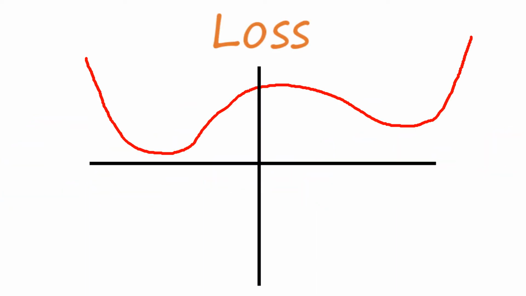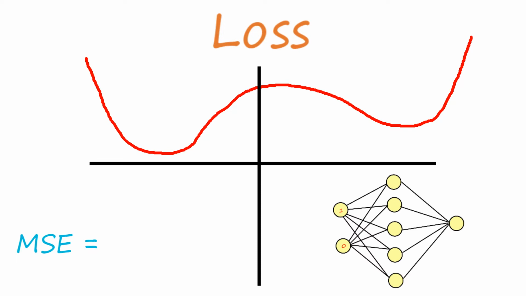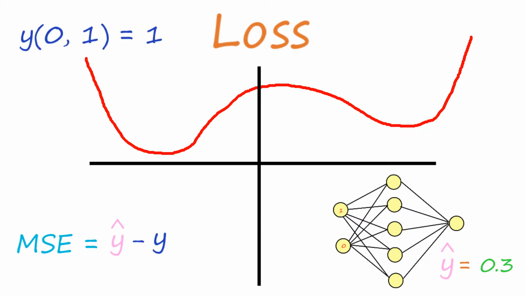First, we need a function called a loss function. The loss function is the measure of error in the performance. The higher the value, the worse the performance. One common loss function is called mean squared error. First, the neural network makes a prediction y hat based on its weights and biases. It then subtracts the actual value of y and squares it, so it is never negative.